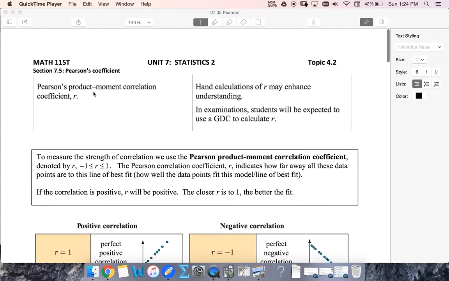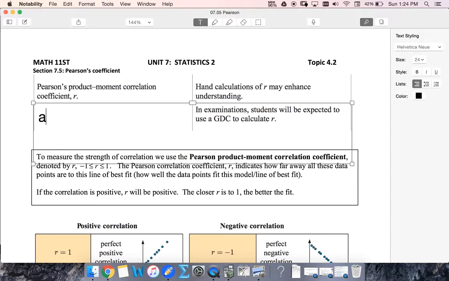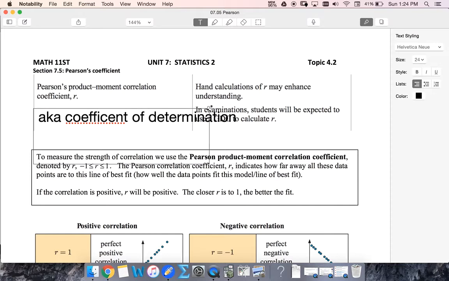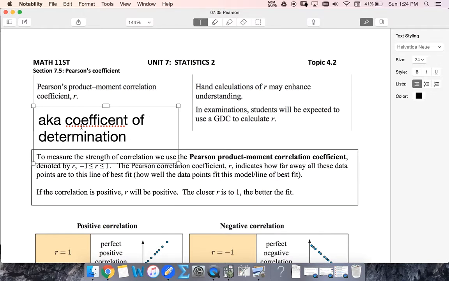Well, Pearson's product moment correlation coefficient is also known as the coefficient of determination. So if you write an IA on this, you should refer to it as, also known as, coefficient of determination. All right, so let's fit that in there.